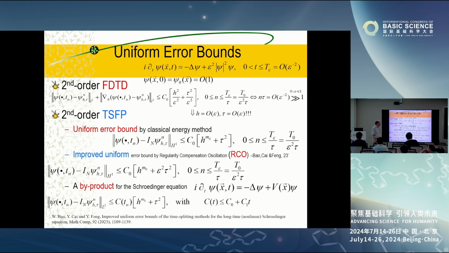When we do simulation, we find the results are better than this one. By careful study, especially using what we call regularity compensation oscillation. Basically, for high frequency, we use regularity to estimate. For low frequency, we use some kind of physical translation, using the property of the splitting method. We can prove that the error bound is C0 h to the power m0 plus epsilon square tau square for this n of a long time. We show that as epsilon gets smaller, you do longer interval computation, but the error depends on tau uniformly. But when epsilon is smaller, the error becomes even smaller, and the numerics confirm this.